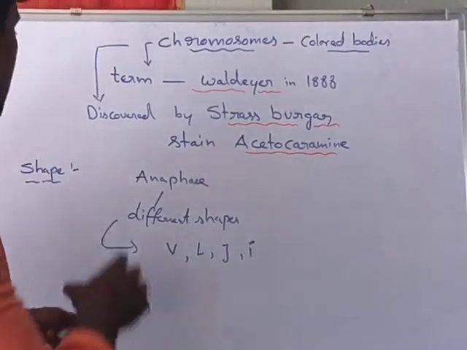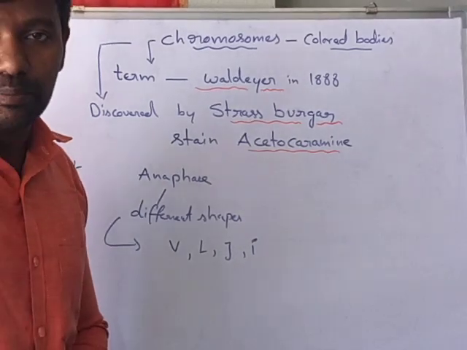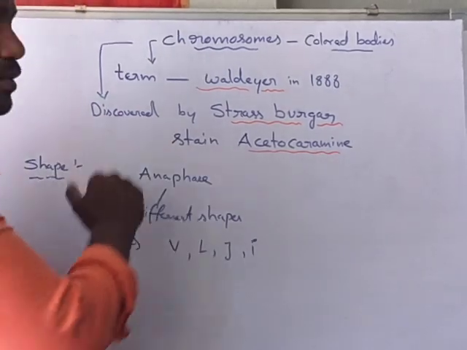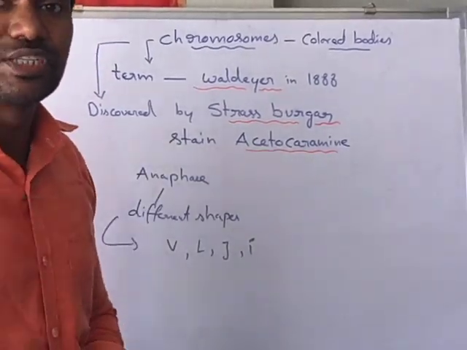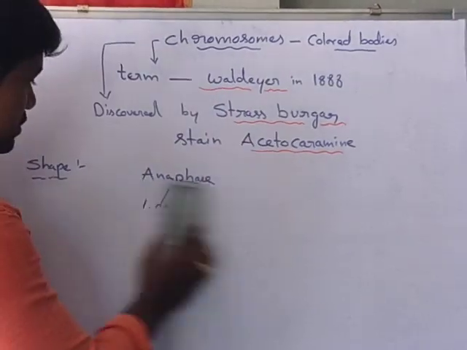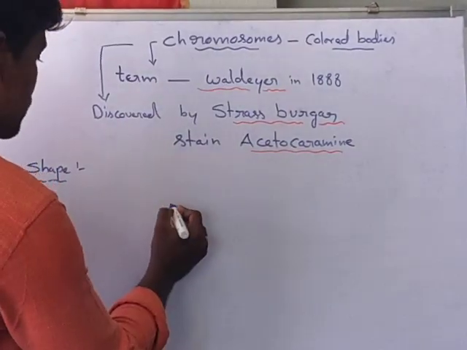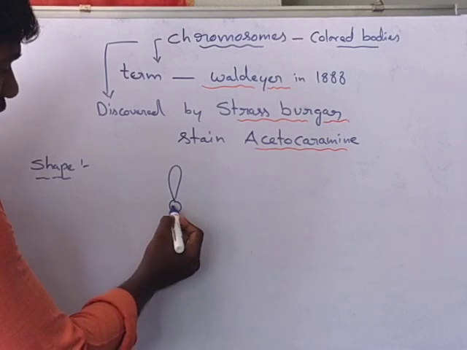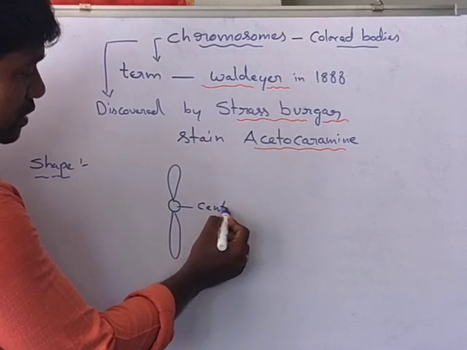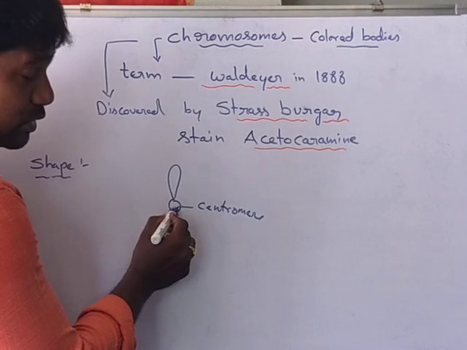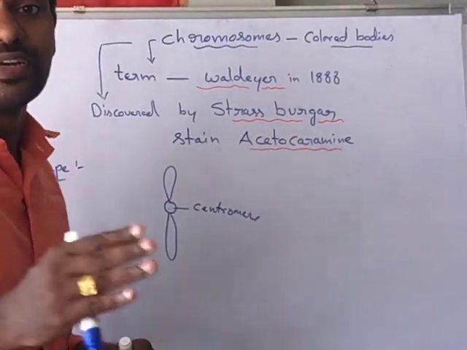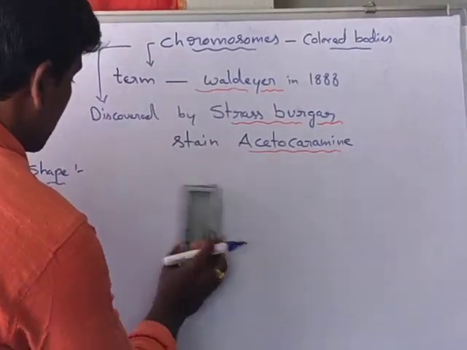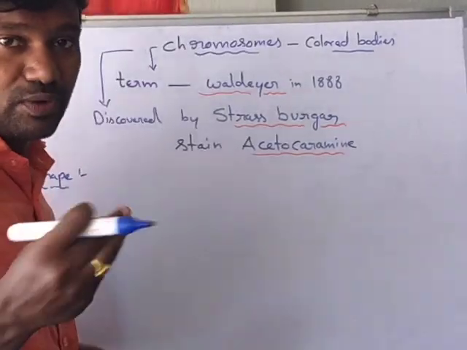Generally the shape of the chromosome depends on the position of the centromere. Centromere means, as you already know, this is the two arms of the chromosome, and this is the centromere. Based on the position of the centromere, chromosomes are classified into some types. So first we discuss the types or shapes of the chromosomes.